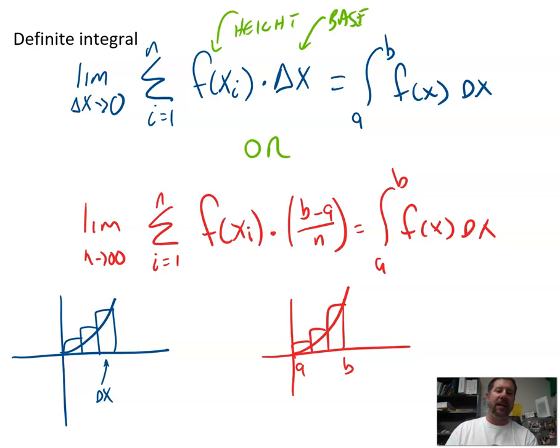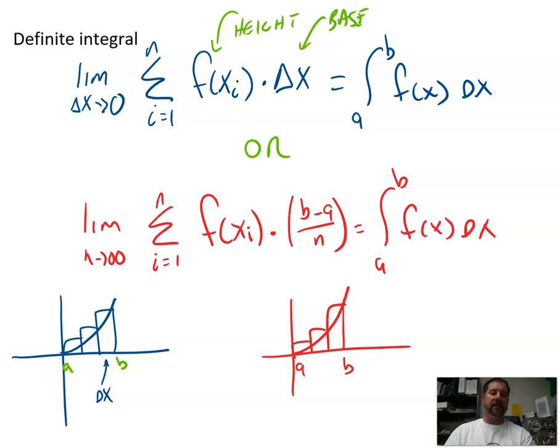And so what we're saying is we're going to take the limit as that delta x, as that base, goes to 0. If I shrink that base down to nothing, then I should get an infinite number of rectangles on my interval from a to b. Okay? So that is the first definition, the limit definition, that accomplishes this.